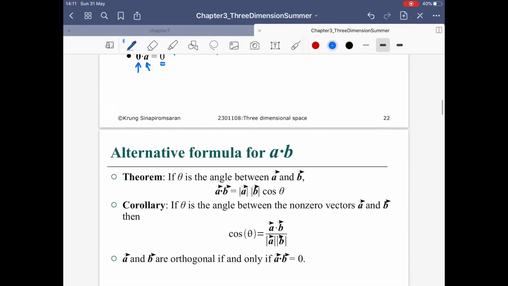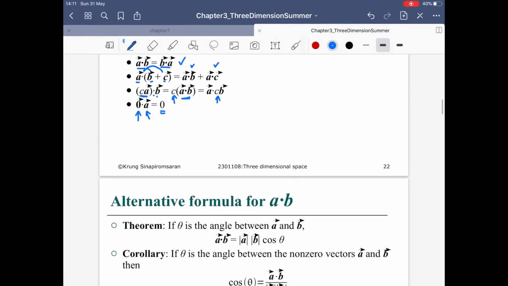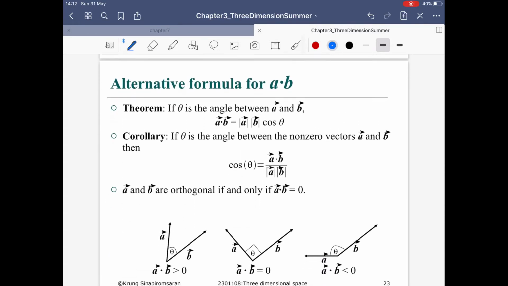All right, now we have another formula for A dot B. It says that A dot B is actually the length of A times the length of B multiplied by cosine theta, and theta is always the smaller angle between A and B. For example, here this one is the angle between A and B. We are not going to talk about this angle. Always the smaller one. This one as well, the angle between A and B, the small one.